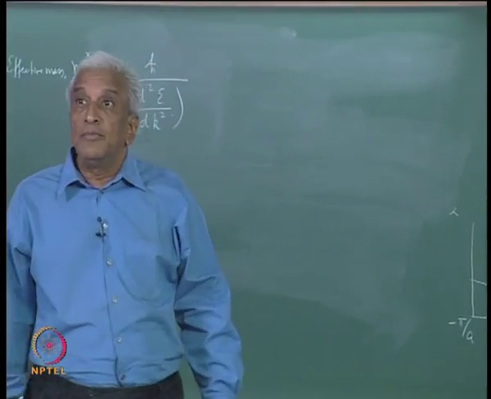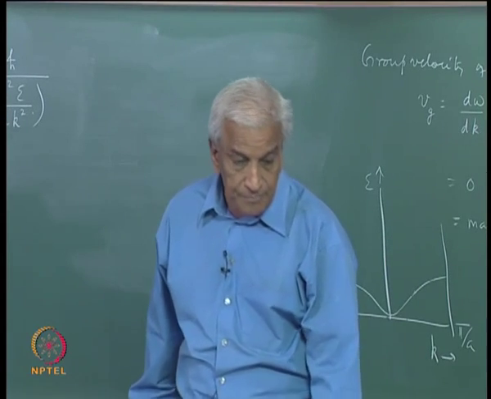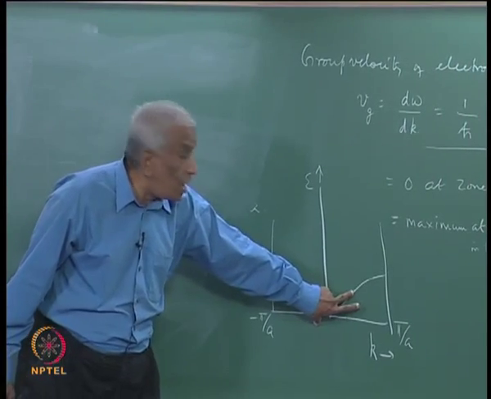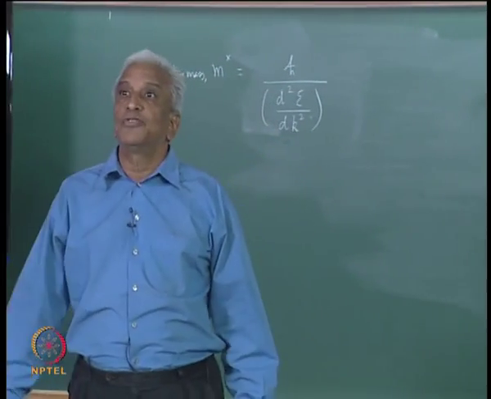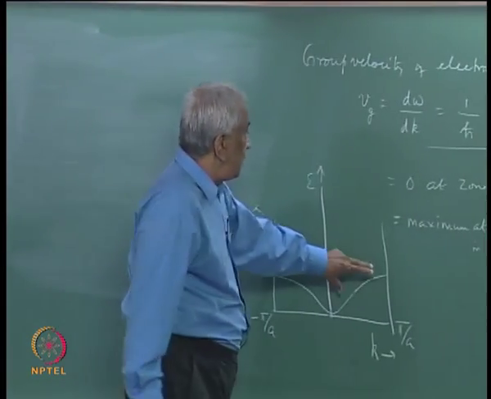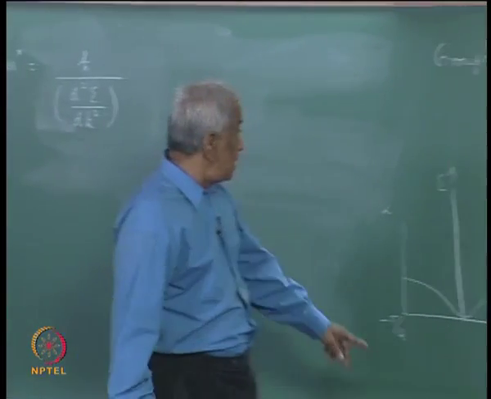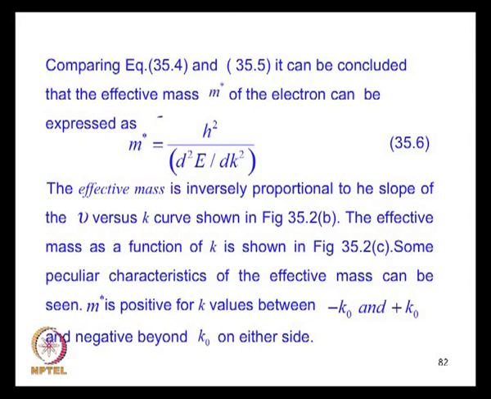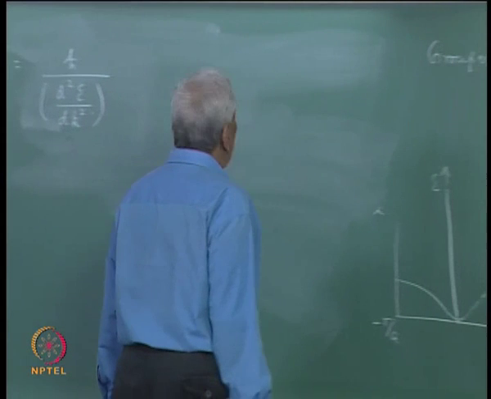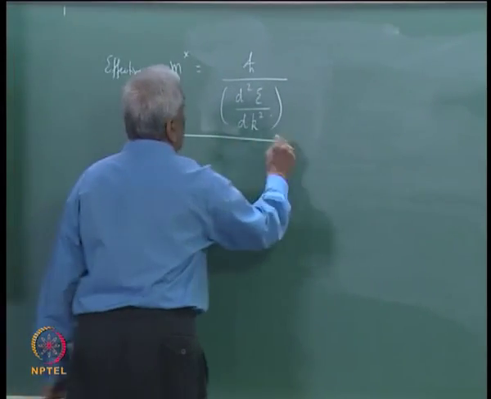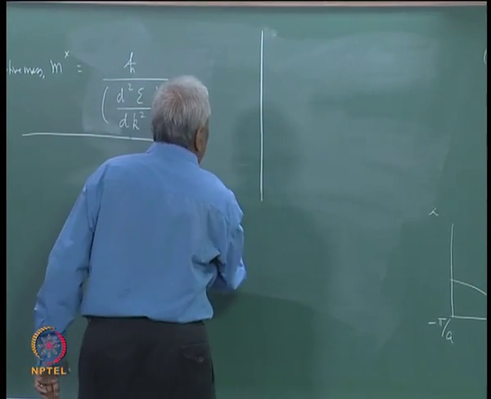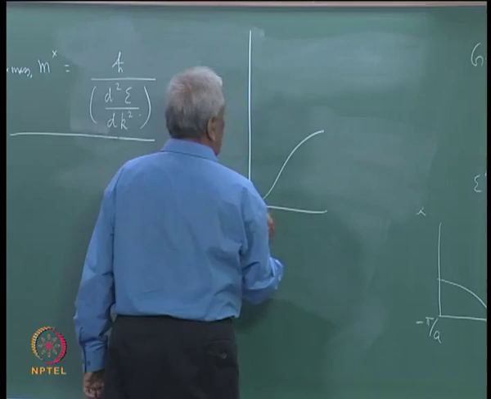Beyond k naught, m star becomes negative on either side. So, the lower half of the energy band, you have positive m star values, and the upper half has negative m star values, till it reaches the zone boundary. We reach the zone boundary where m star is actually 0. So, you have the important concept of effective mass, which flows from the fact that the E versus k curve has breaks, discontinuities at the zone boundary.